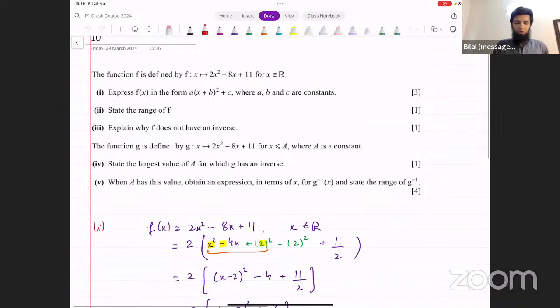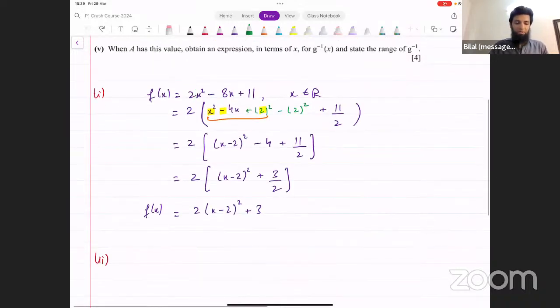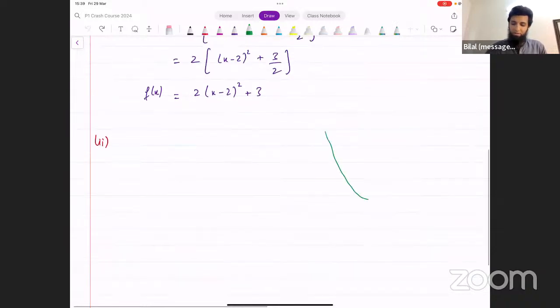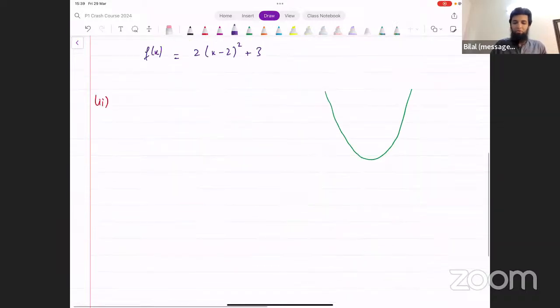Range of f, it's a quadratic function. We need to find the range of f. Now we have to think of the graph of the function. It's a U-shaped graph. The coefficient of x squared is positive. It's going to look like this. Which part of this function is valid? Well, the whole function, because it says x is any real value. That's what the domain of the function is. x could be any real value. So this whole function is valid.